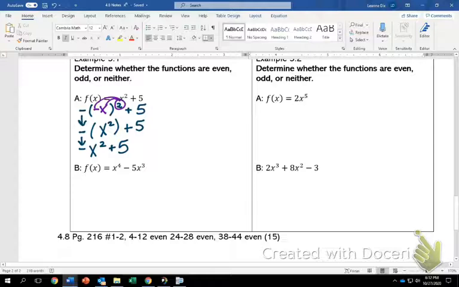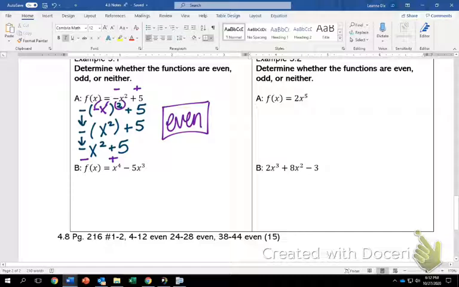I can come up here and just double check. It started off as negative, and then it was positive. Negative, positive. So then down here, it was again negative and then positive. So it's the same thing as we had before, and therefore this function is even.